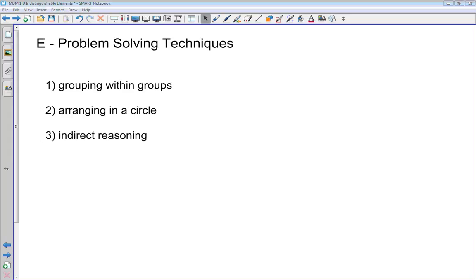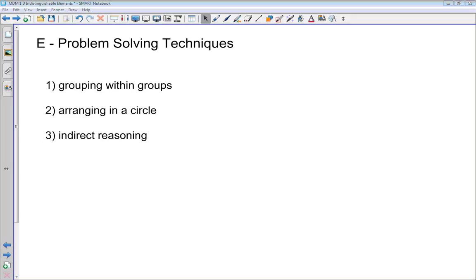So all we're going to do here is look at a few techniques that are often useful in solving problems involving probability that we may not have encountered thus far in Unit 1. We're going to do three questions here. One of them is going to involve grouping things within a group that we are making. The next one is how many ways you can arrange things if you're putting them in a circle, which is a slightly different kind of arranging.